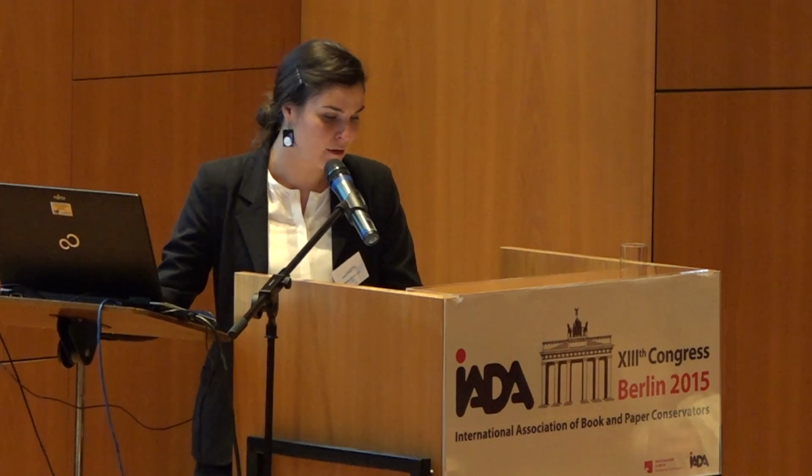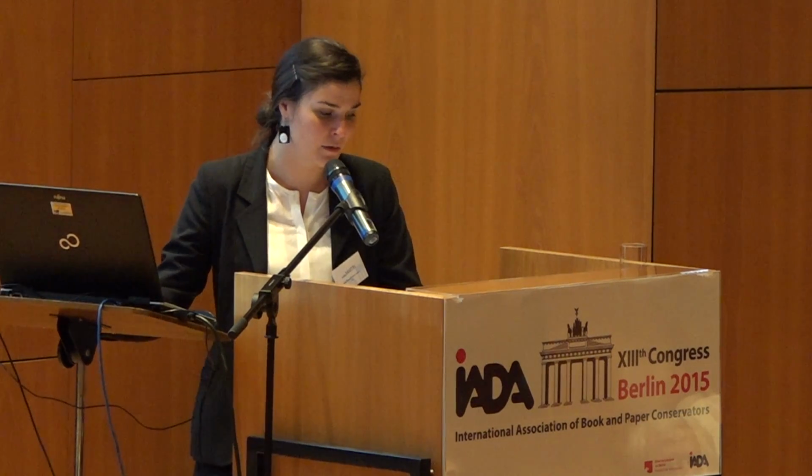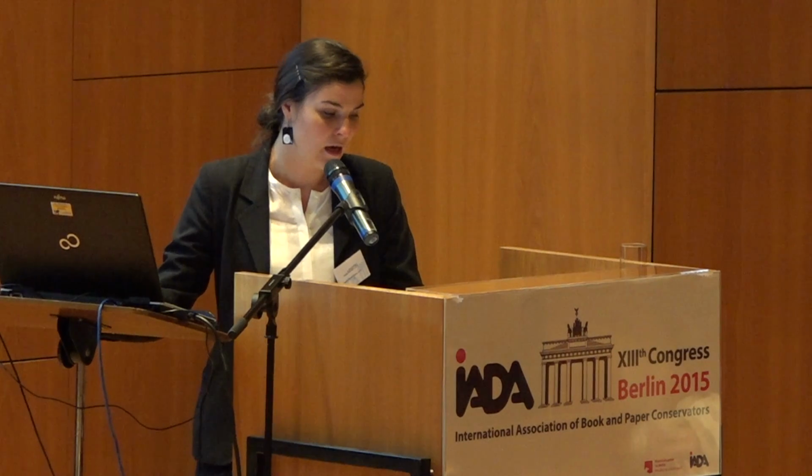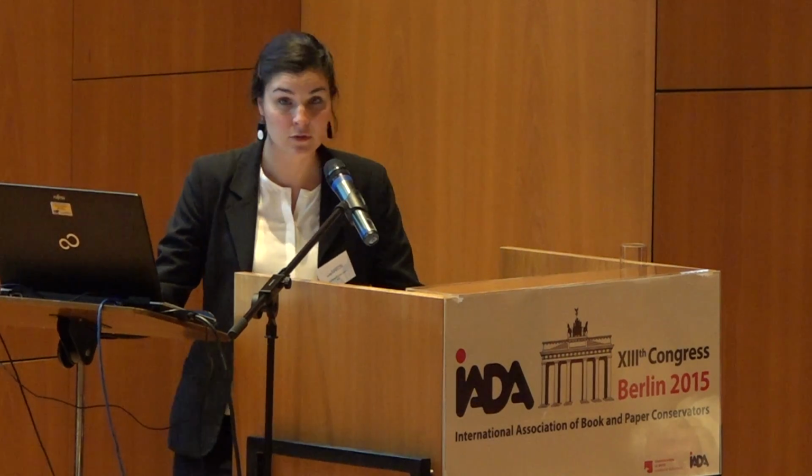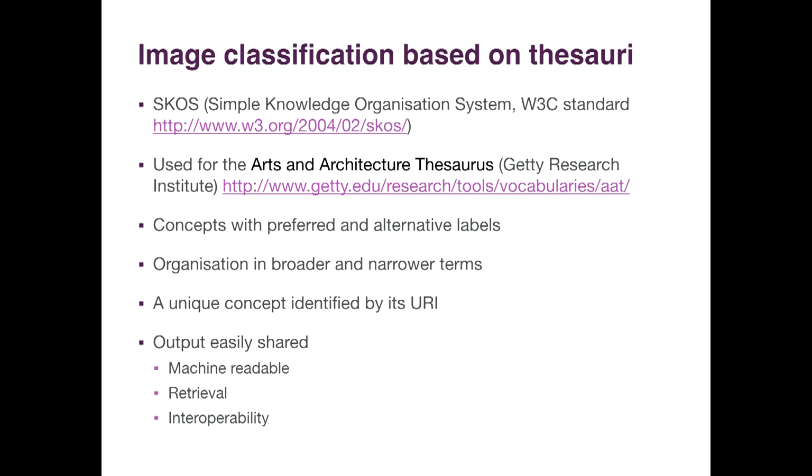So this data model, SKOS, or Simple Knowledge Organization System, was a useful solution. It has been used to produce the online Arts and Architecture Thesaurus, and it models a thesaurus as a set of concepts with preferred and alternative labels. They're organized in broader and narrower terms, which facilitates interoperability between different resources so that the project's output can be easily shared.